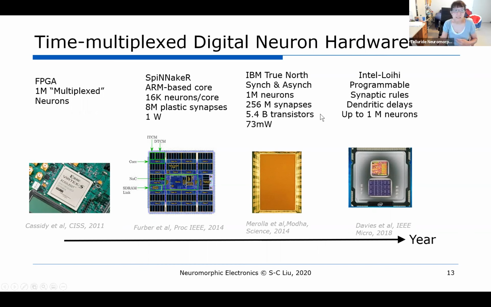IBM TrueNorth is another one that I'm sure many of you have heard of. Again, it uses both synchronous and asynchronous digital circuits, burns only 7.3 milliwatts, so it's kind of low power. And Intel Loihi, this is kind of the most current spiking network chip. And you're gonna hear more about this on Friday from Mike Davies about this particular system. And it's programmable. You can program different synaptic learning rules, dendritic delays, and so on. Okay. And so you can see there's an array of hardware you can use to try out different ideas about how network architectures can give you interesting types of computation.